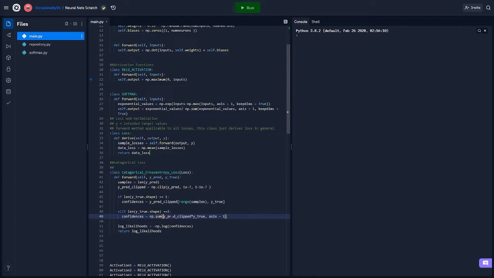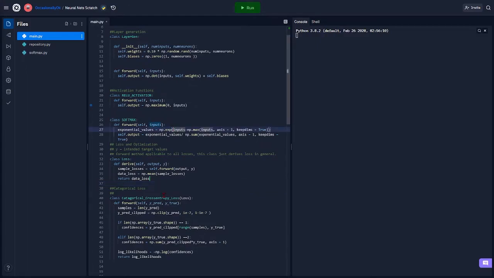And this can be simplified down to just going to whatever index y true is and then getting that value for every single batch of inputs in y pred clipped. For every single batch of inputs in y pred clipped, it'll go to whatever index y true is and pull that confidence. That is pretty much all this is saying.